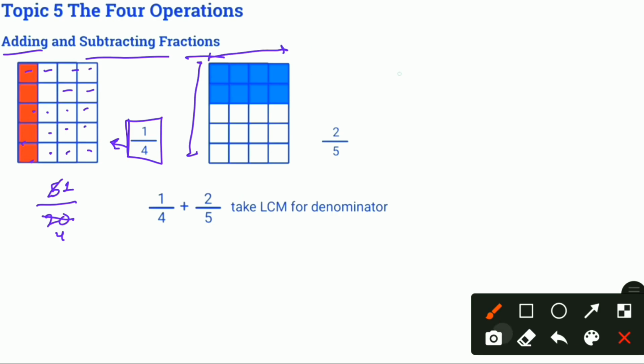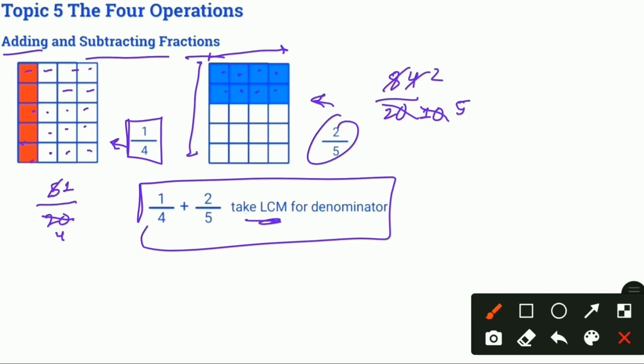And for this one, 4 boxes, so 5 4s are 20. Again, it's 20 boxes, but this time there are 8 filled. So 2 4s are 8, 2 tens are 20, 2 fives are 10. So 2 upon 5 is this one. And for the addition, we need to use the LCM for the denominator. So 1 upon 4 multiplied by 5 plus 2 upon 5 multiplied by 4. Okay.